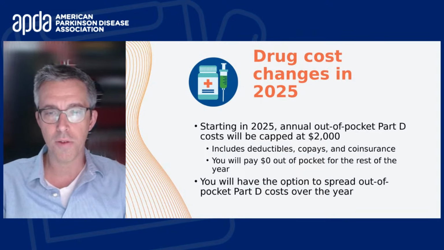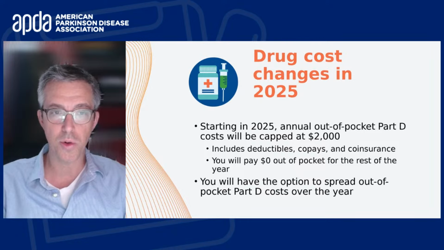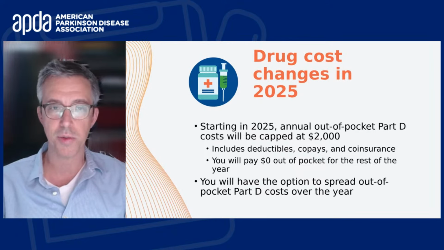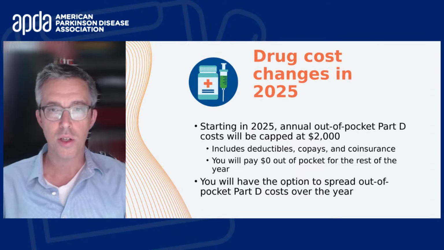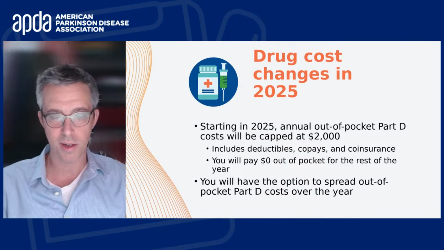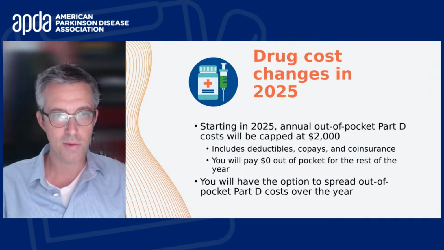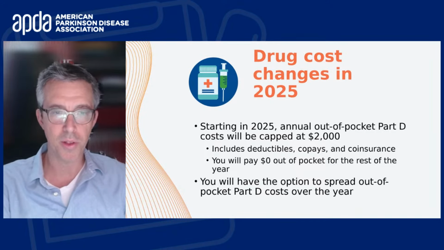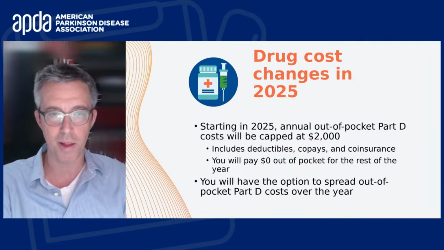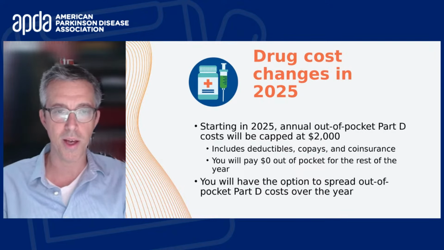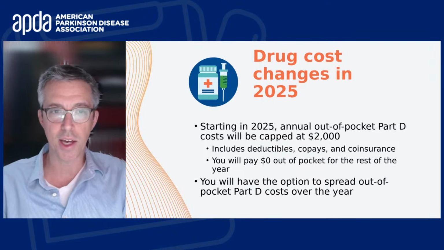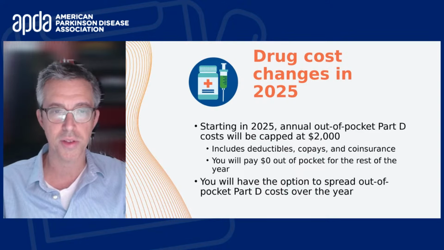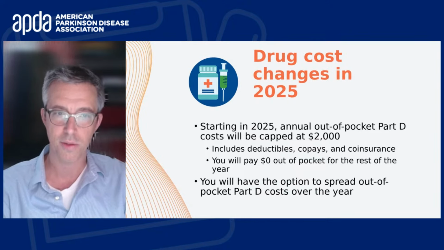You can also elect to have the costs spread out over the year. So if you know that you're going to hit $2,000 because of the cost of your drugs, you can arrange with your Part D plan to have a payment plan of $2,000 divided by 12. So every month you have a limited payment until you hit the full amount. And that way you don't have to kick out $2,000 in the first 2 months if you know that your drug costs are incredibly high.